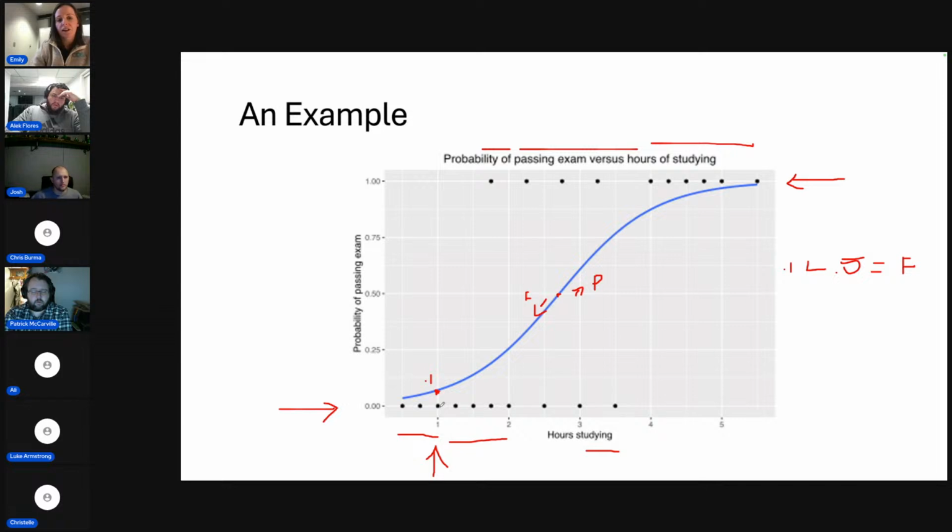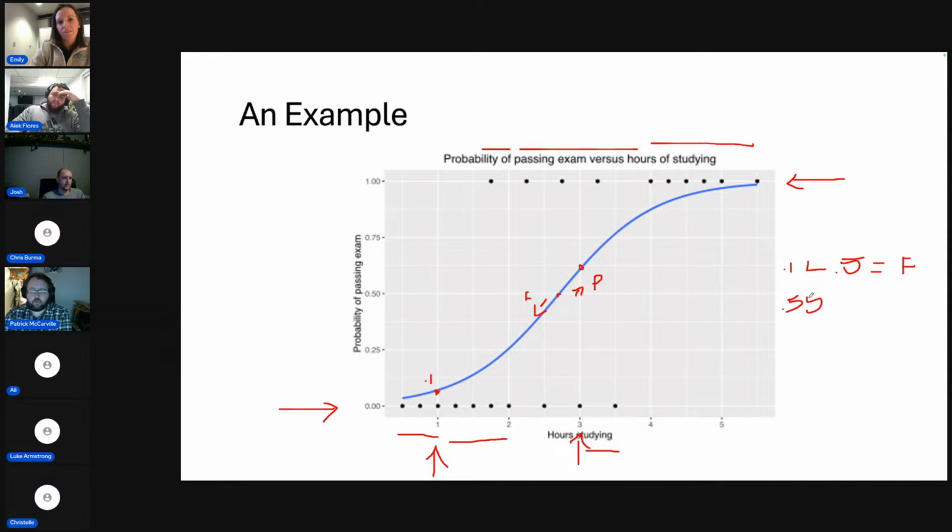Now let's talk about a piece that's maybe more contentious. Let's look at the middle here. What if a student studies for 3 hours? What is the probability that they are going to pass the exam? Well, let's follow this up to the blue line, and it's right here, so 0.55.